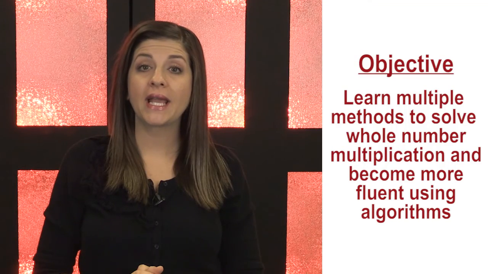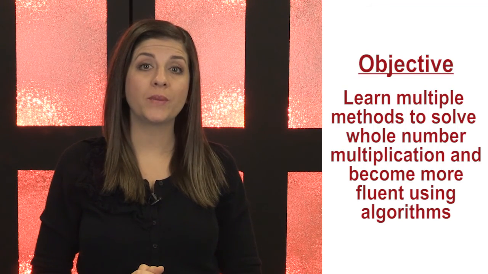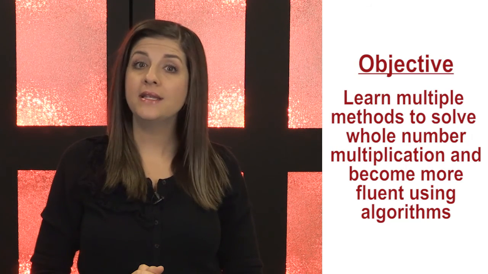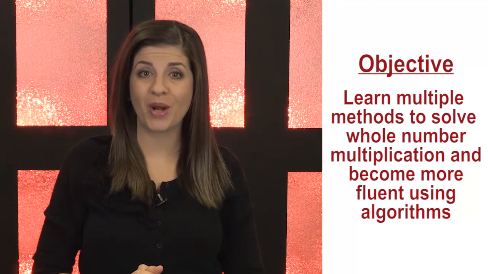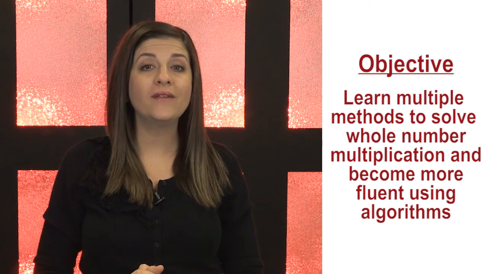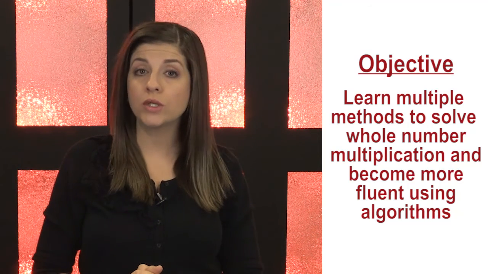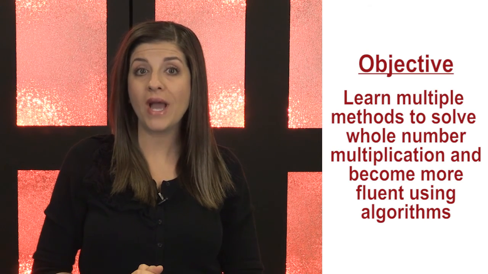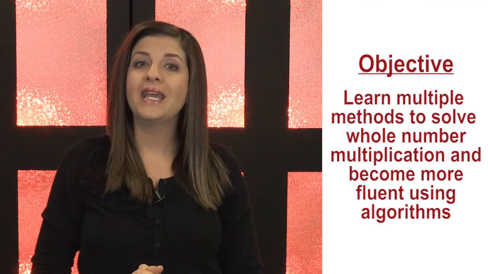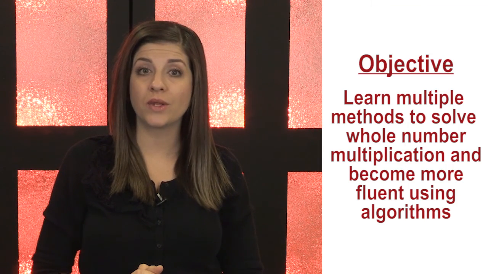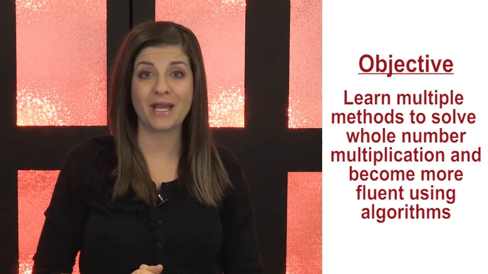Students will move from relying heavily on models to solve multiplication problems to becoming more fluent by using algorithms. In this chapter, students will learn multiple methods to solve whole number multiplication problems. While there are a wide variety of methods to multiplying multi-digit numbers, it is important that students are able to explain why the method works in order to avoid confusion and mistakes. It is tempting to simply give an algorithm with a set of rules, but it is imperative to make sure the understanding is there first.